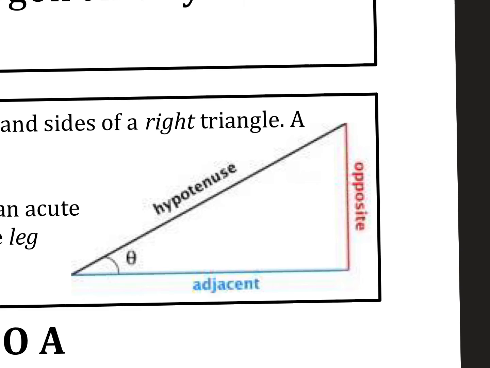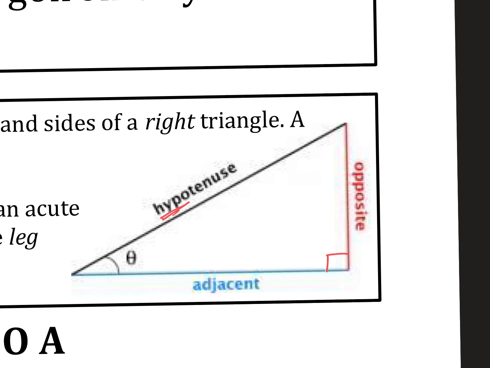Okay, so for a triangle, with the right triangle, we always have the hypotenuse across from the right angle. So here's my right angle in the bottom right, and the hypotenuse is always opposite that, right? We've learned that already when we were doing the Pythagorean theorem. We said that was our C. It's always going to be the hypotenuse that's across from the right angle.